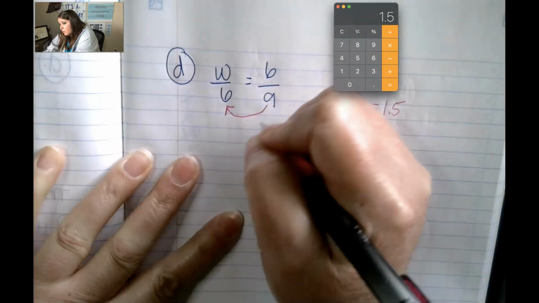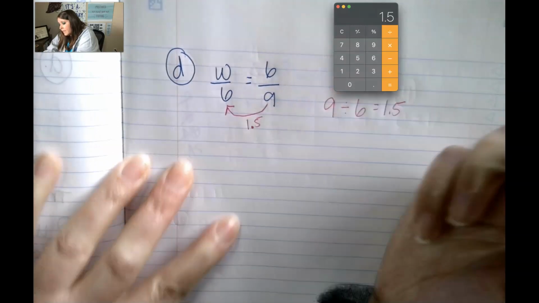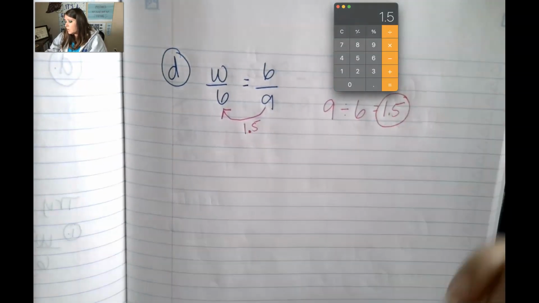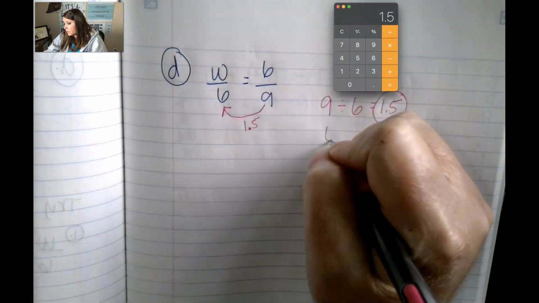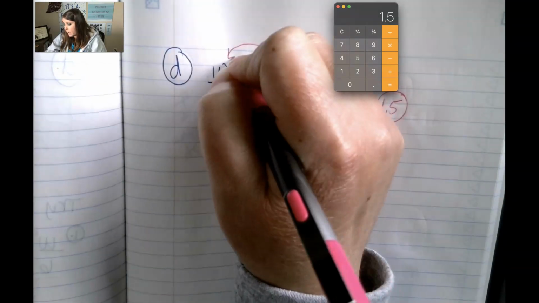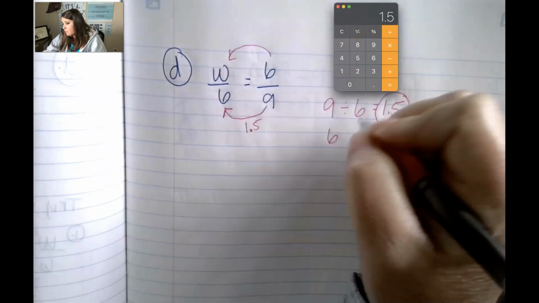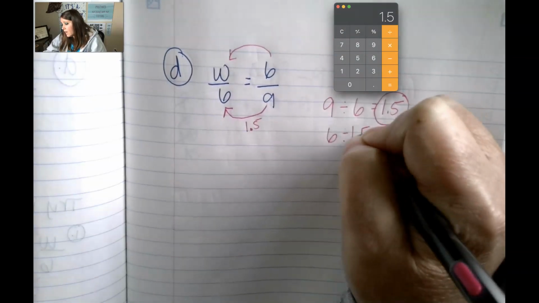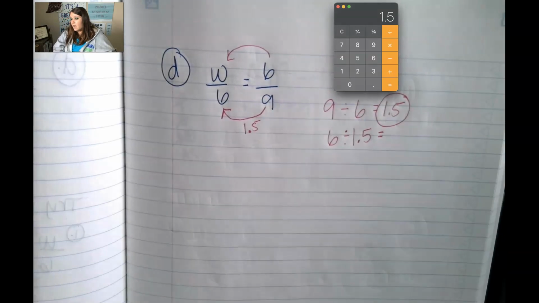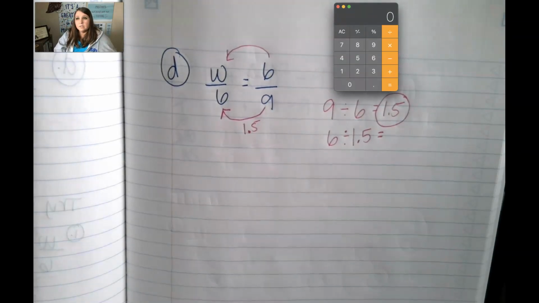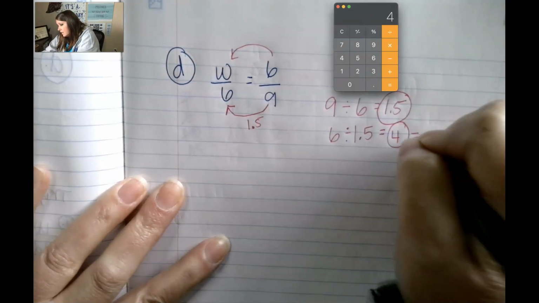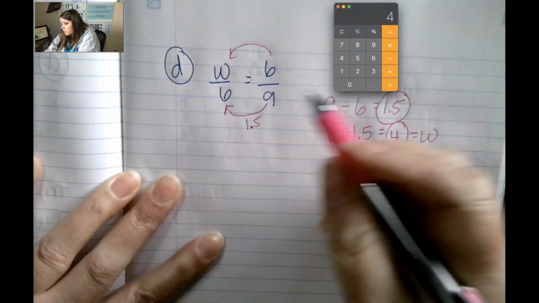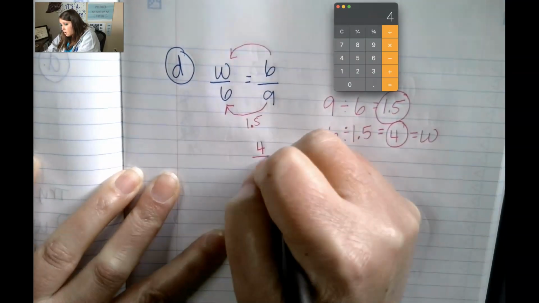1.5. So 1.5 is our number there. That's the number we're working with. So something times 1.5 is going to give us 6, but let's go ahead and work backwards. We're going to do 6 divided by 1.5, and that's going to give us W. So 6 divided by 1.5 gives us 4. So 4 equals W. So our ratio here is 4 over 6.